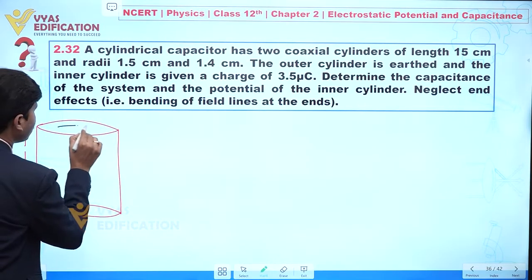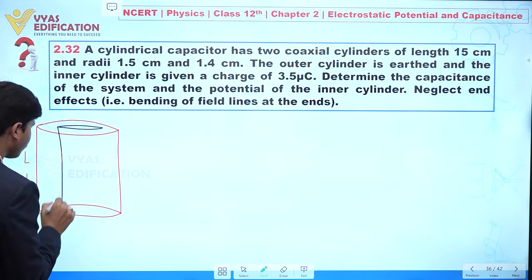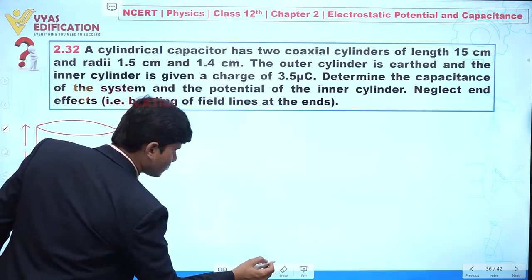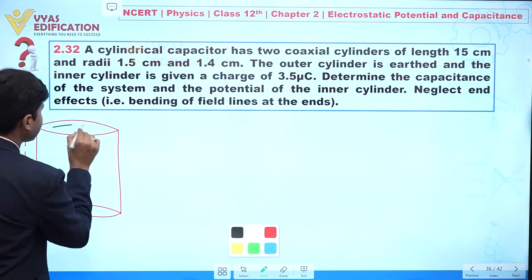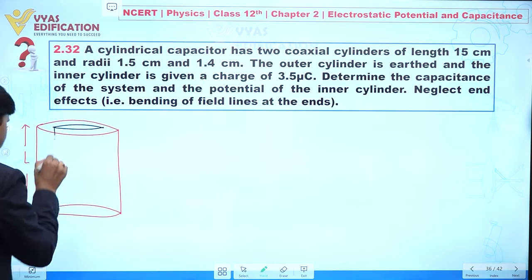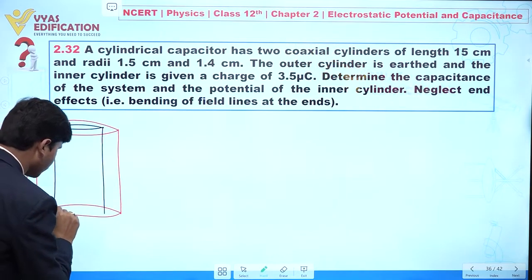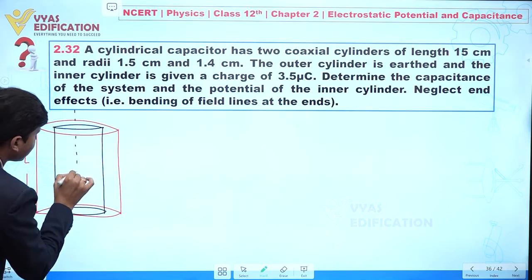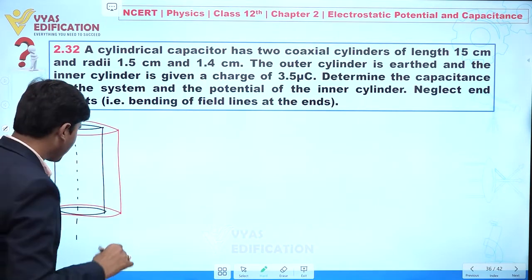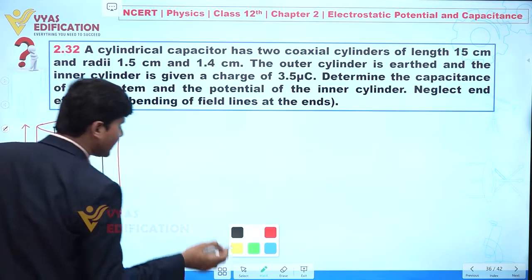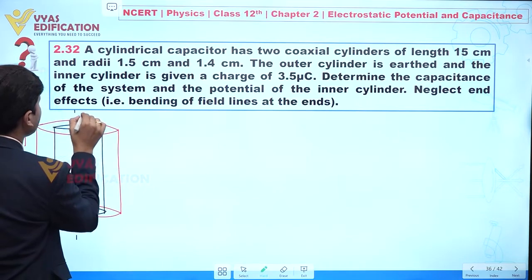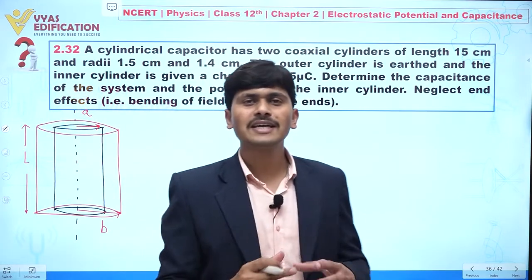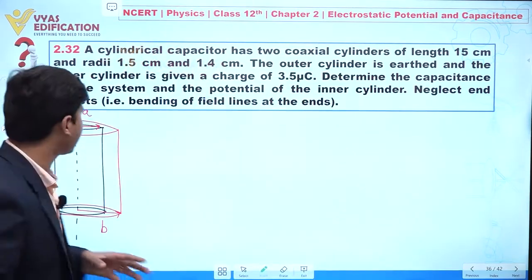Let's suppose here we have an inside cylinder like this one. This is also a coaxial cylinder. Clear to you? Let's suppose this is the axis of this cylinder. Clear? Okay. Now the radius is given to you. Let's suppose the inner radius is A, and the outer radius is B. Clear? Our objective here is to calculate the capacitance of this cylindrical capacitor.